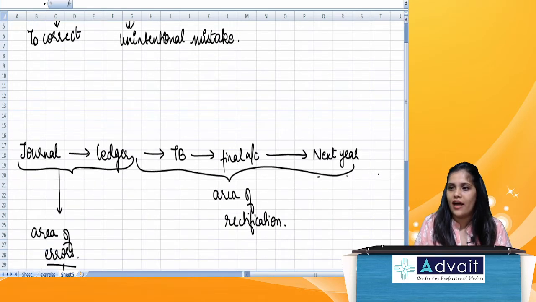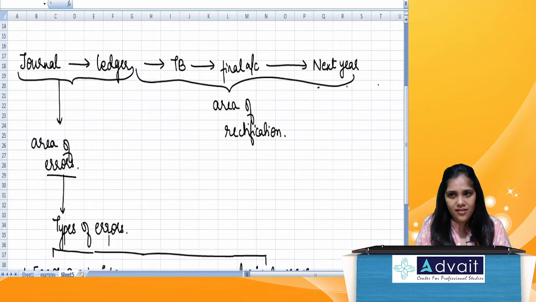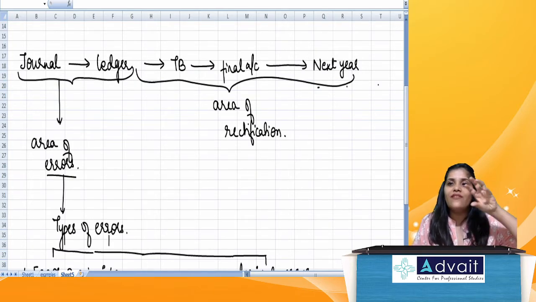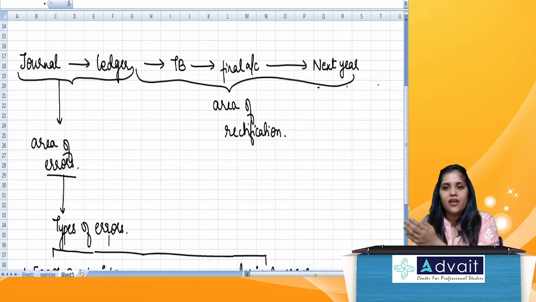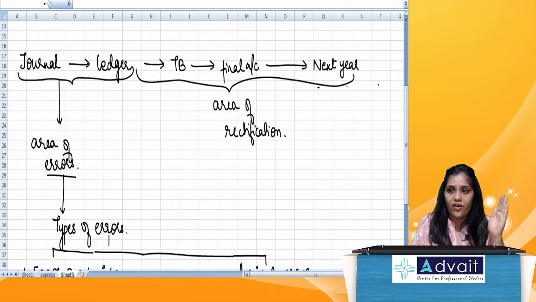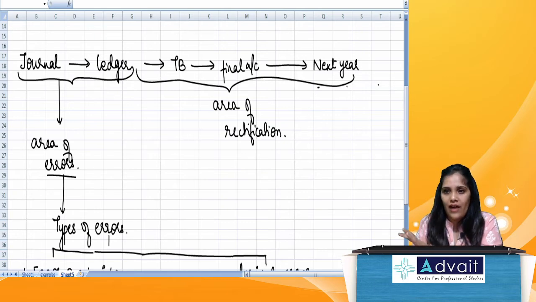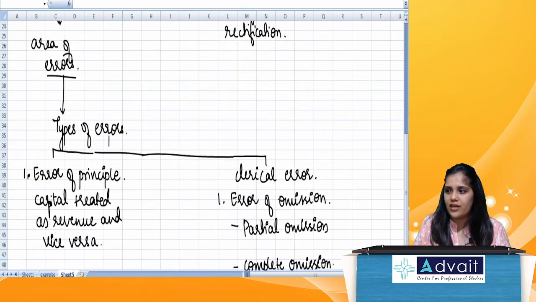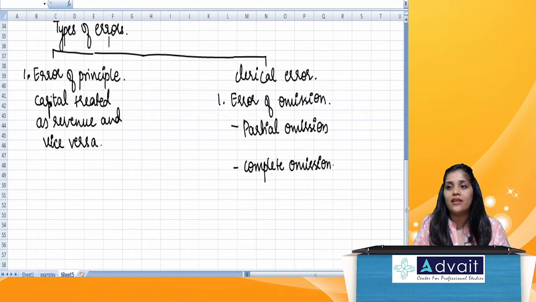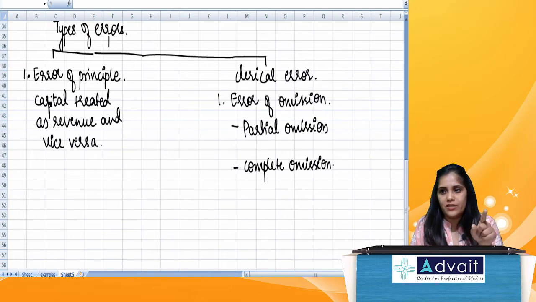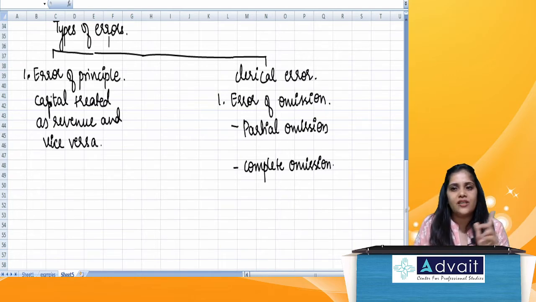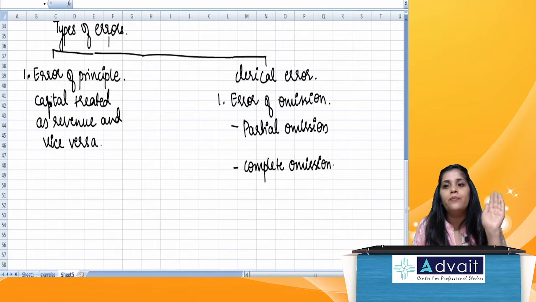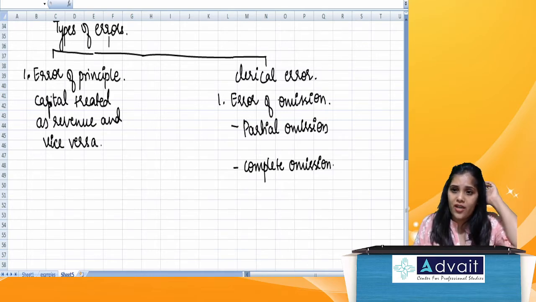Now, what did we understand? Journal to ledger is done by a small clerk not having much knowledge of accounts. Therefore, this is the area where he makes error. Then when the books are taken away by somebody who has more knowledge of accounts, he will find that the errors have happened and he should rectify it. Before we understand how to rectify, first we should understand what are the types of error. First is error of principle, means a capital item treated as revenue or vice versa. Means when you purchase an asset, you debit purchases account instead of debiting furniture account.